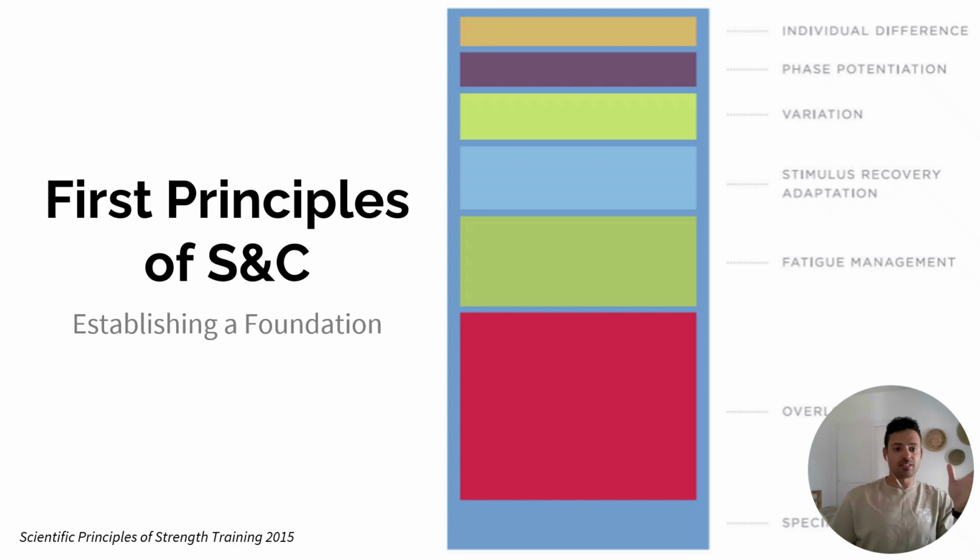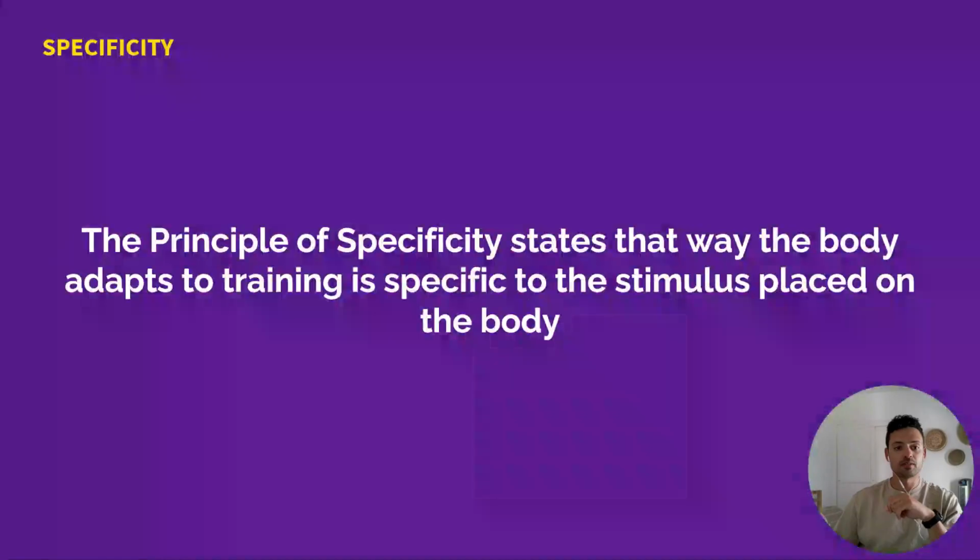But for the sake of this presentation, we're going to focus on specificity and overload as they represent the most pivotal and important principles of training that set up everything else we do in our program design. But again, I highly recommend picking up this book as it takes a super deep dive into all the principles you see on the screen. So let's start with specificity.